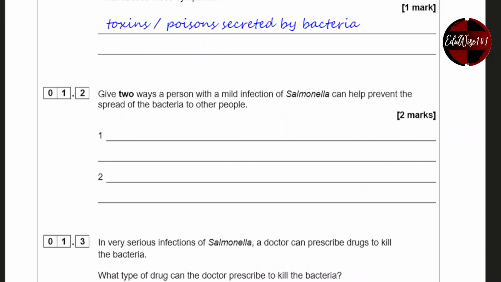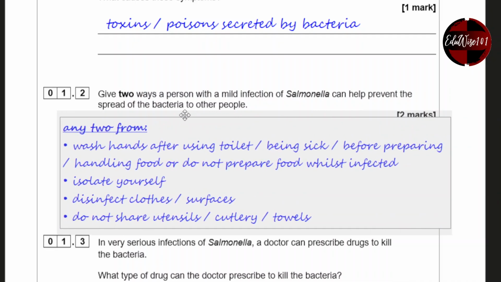Give 2 ways a person with mild infection of Salmonella can help prevent the spread of the bacteria to other people. So, basic rule: wash hands always after you use the toilet, or before handling food. You could isolate yourself and disinfect your clothes and surfaces, especially the toilet surfaces, door handles, and avoid sharing utensils like cutlery, towels, and stuff. So any 2 of these will be fine for your answer.